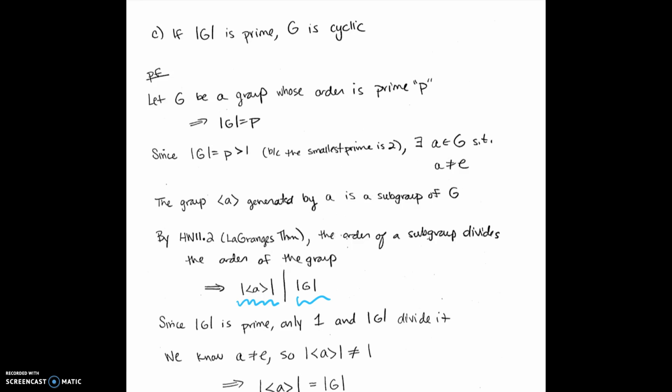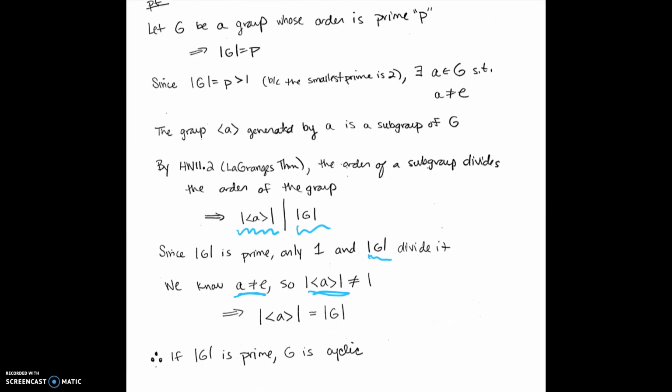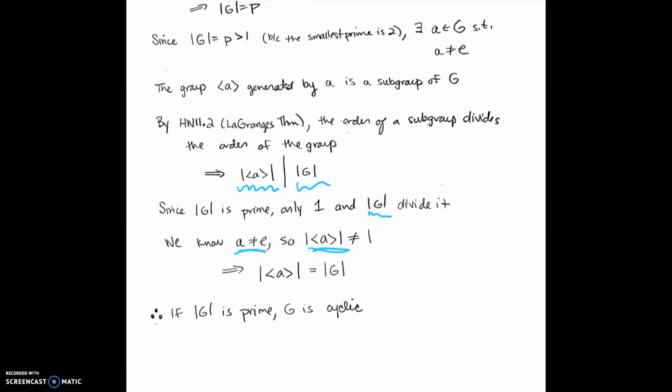And since the order of G is prime, we know that only two things divide it, 1 and whatever the order is. We also know that the element A doesn't equal E, so the order of A can't be 1. So this can't be 1. Therefore, the order of the cyclic group generated by A must equal the order of G. So, therefore, if the order of G is prime, G is cyclic.